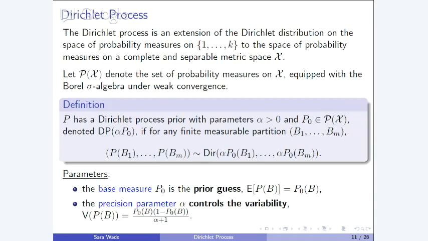Okay, so now let's move on to the Dirichlet process. The Dirichlet process is an extension of the Dirichlet distribution on the space of probability measures. The Dirichlet distribution is a distribution on the space of probability measures on our finite space. Now we're extending this to a distribution on the set of probability measures on a complete and separable metric space. So let's clarify this idea a bit more.